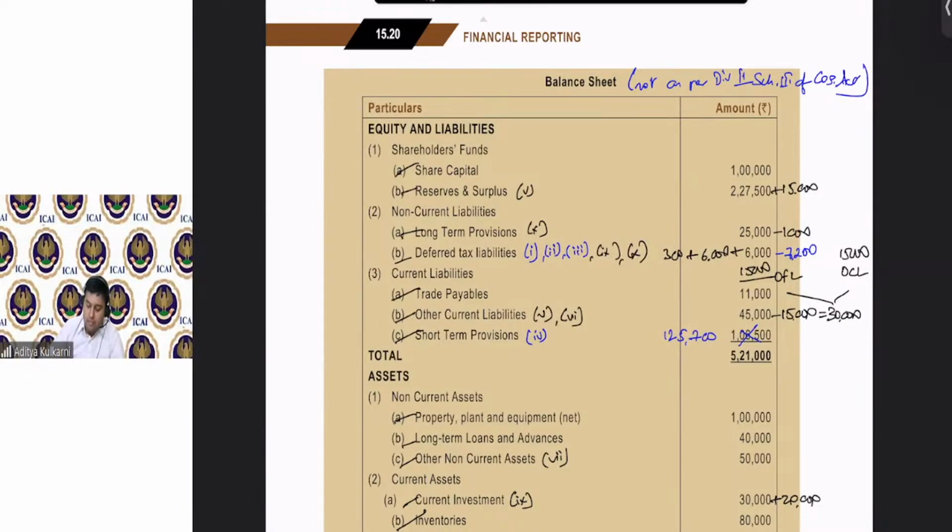Okay. The key is, when do I apply it? If you are given a tax rate in the question and they have given you a hint that deferred tax is there, you have to apply it for each and every adjustment.